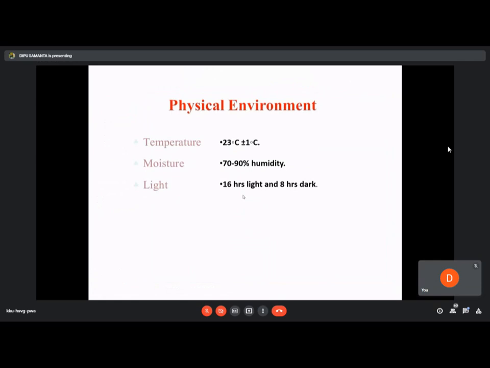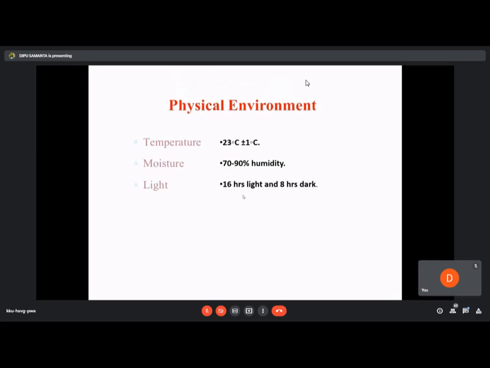Now, the physical environment that I follow: the temperature is 23 degrees centigrade plus or minus 1, 70 to 90% humidity is required, and a photoperiod of 16 hours light and 8 hours dark. Sometimes, as per our requirement, the temperature may be changed by plus or minus 1 degree centigrade.